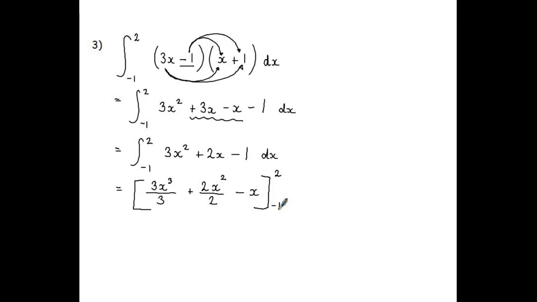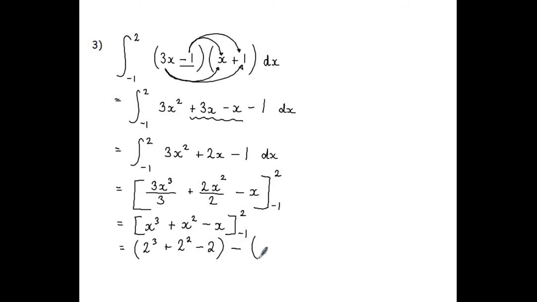We need to cancel this down now. So 3 divided by 3 gives us 1, so it goes down to x cubed. 2 divided by 2 also gives us 1, so plus x squared minus x. Close your square bracket, 2 minus 1. Now I'm at the point to substitute and subtract, so we need to put 2 in first everywhere where you have an x. So I'm going to change to a curved bracket. So we have 2 cubed plus 2 squared minus 2.